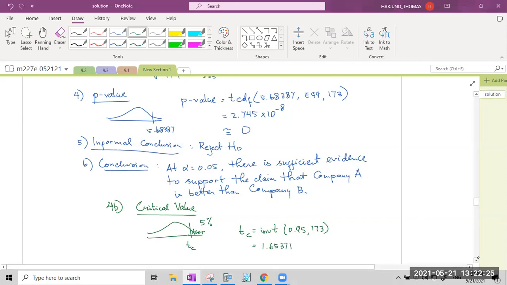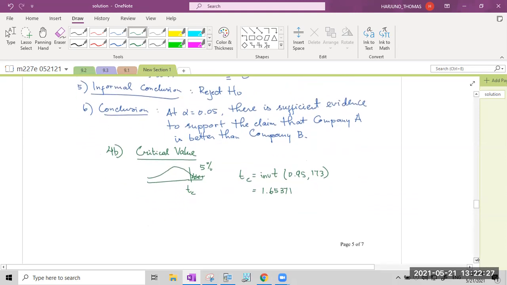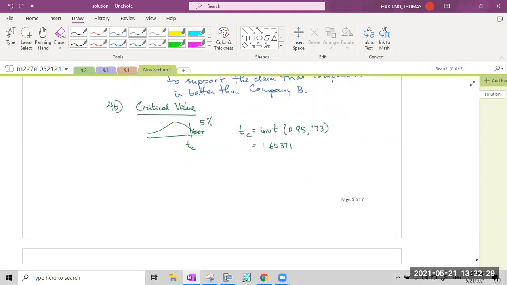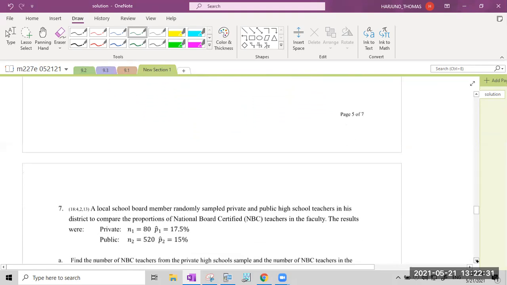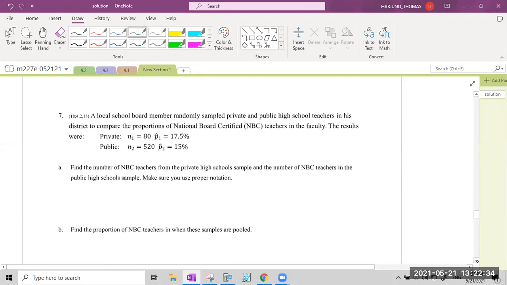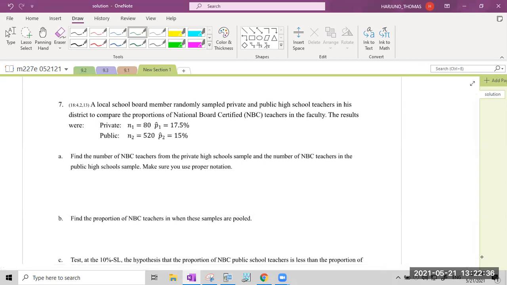Okay, instead of only having 4 questions answered, I answered 4 pages, I answered 5. The time I have left is only 3 minutes. But let me go over number 7, the most common mistake. What happened here is we will compare two proportions. A local school board member randomly sampled private and public high school teachers in his district to compare the proportion of national board certified teachers in the faculty.